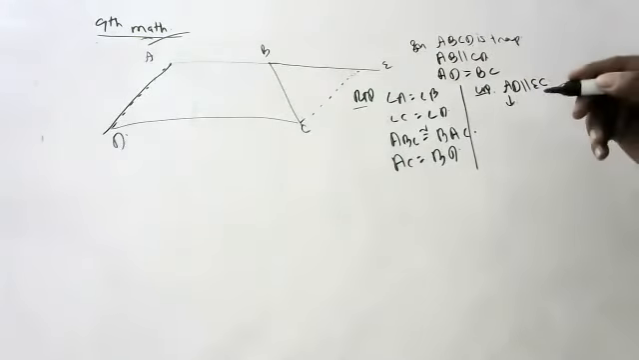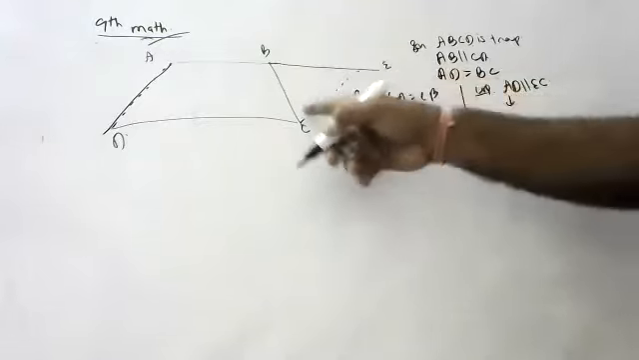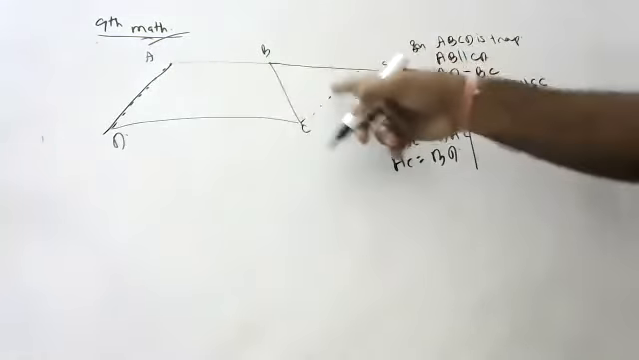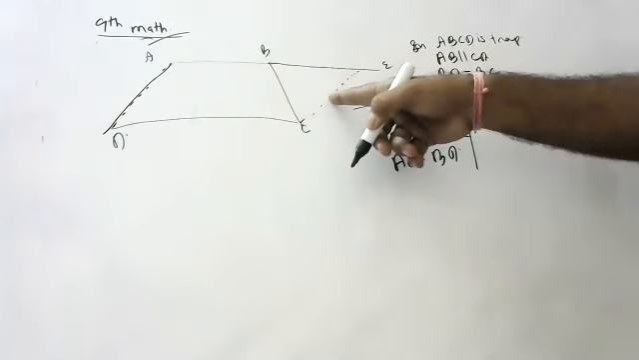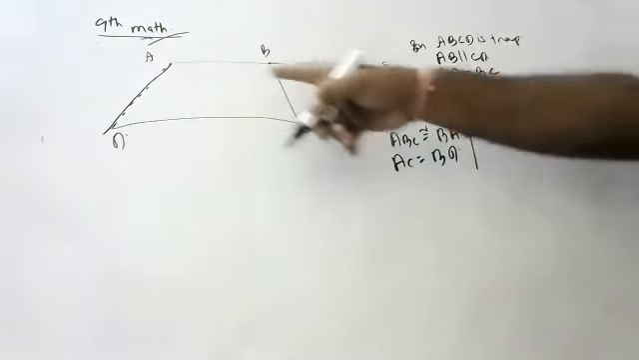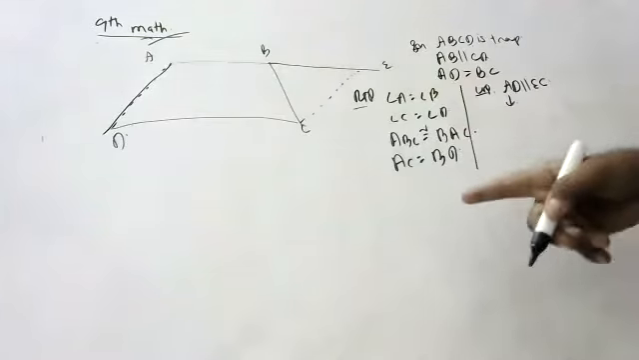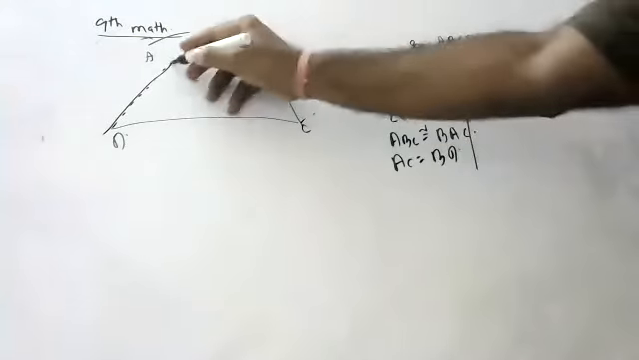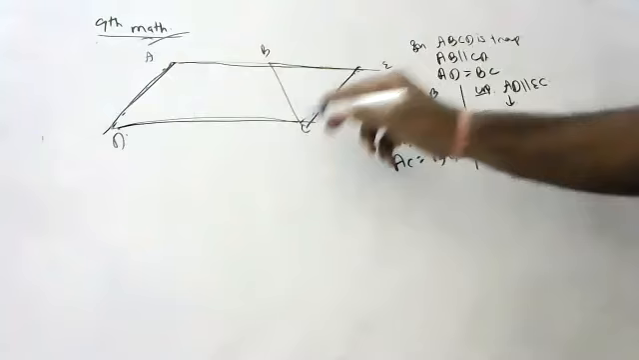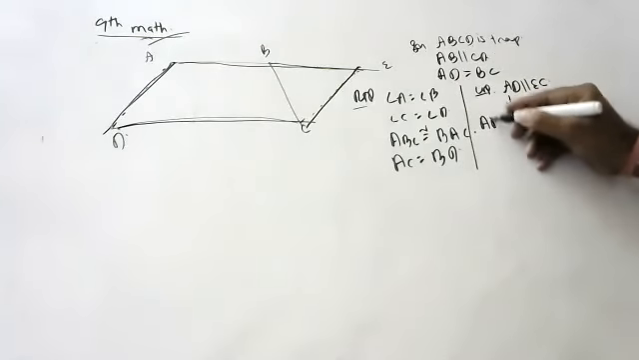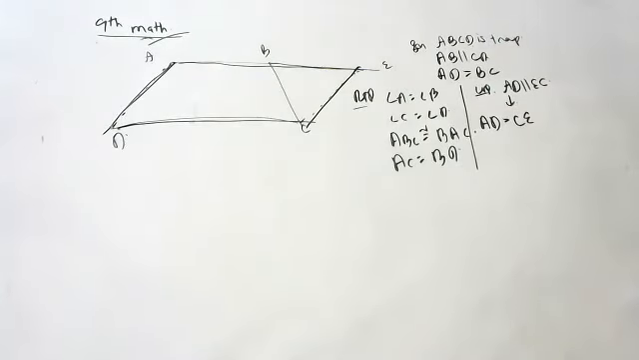Because AD is parallel to EC, and of course they are also equal, children. Why are they equal? Anyone? Given? No, it's not given. They have not given that these both are equal. Yes, sir, they can be, because this is parallel and these both are also parallel. It is a parallelogram. So AD is equal to CE because it is a parallelogram.